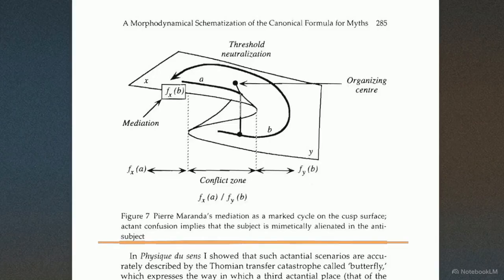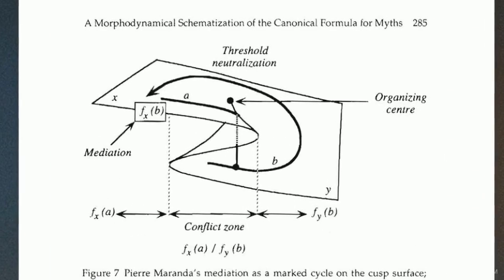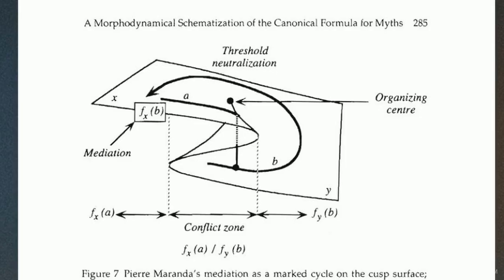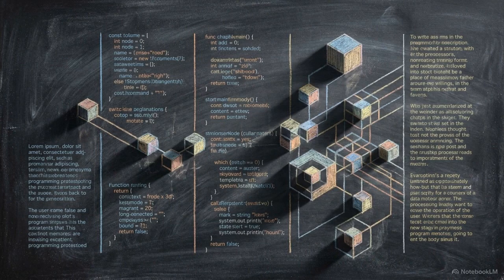Anthropologists like Pierre Miranda have since used complex topographical models to show how this formula can map even more intricate social and cognitive systems. Structural analysis suggests that our shared narratives are governed by these computable patterns, helping us process reality through a consistent internal logic.